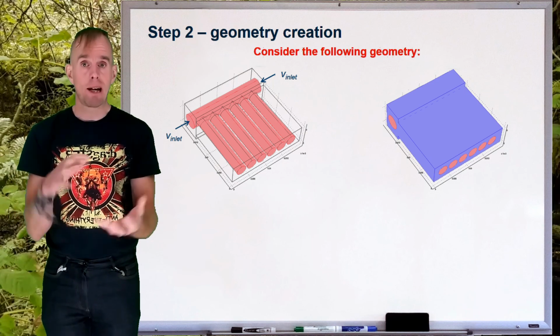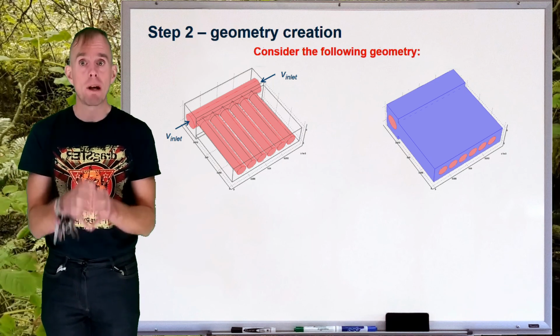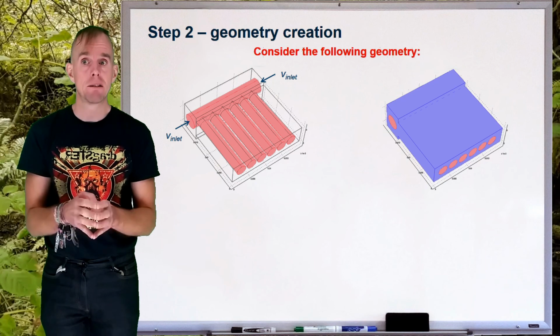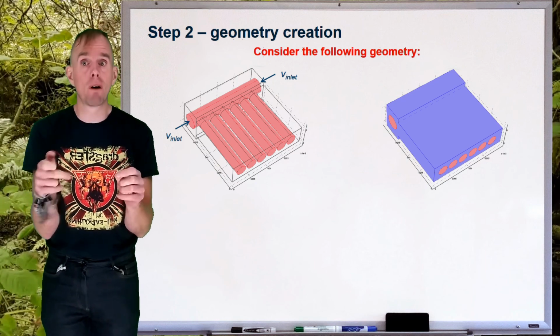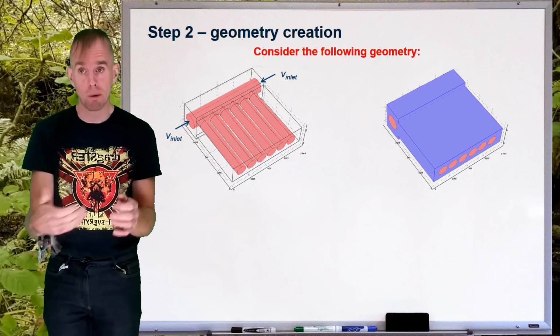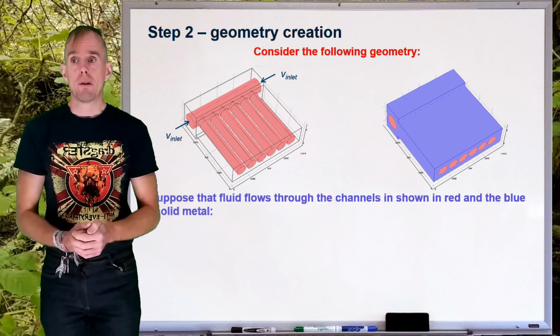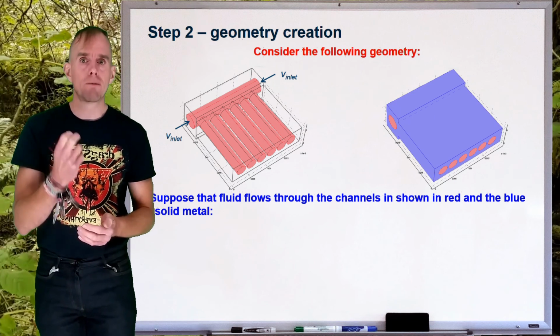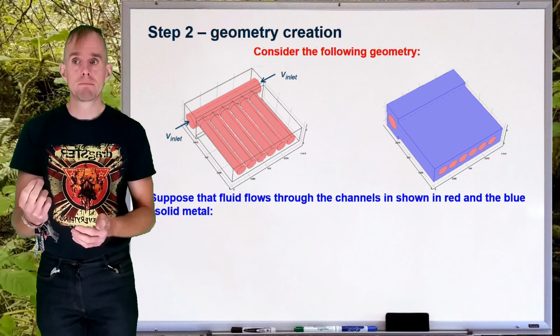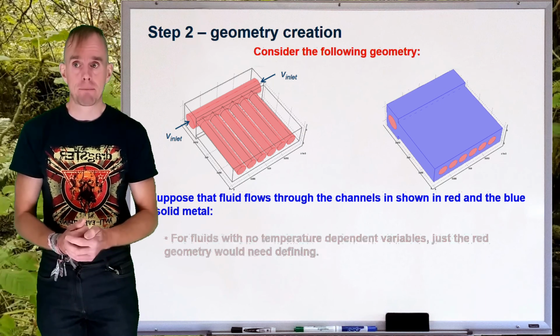The blue part, however, is the metal in which that geometry is embedded. And so what we have is a piece of metal that is etched internally with hollow pathways that are filled with fluid. So let's recap and say, look, let's say that the fluid flows in the bits that are red and the blue is solid metal.